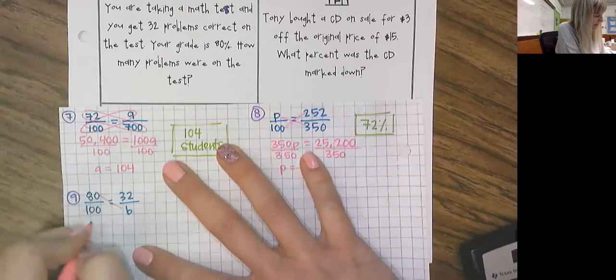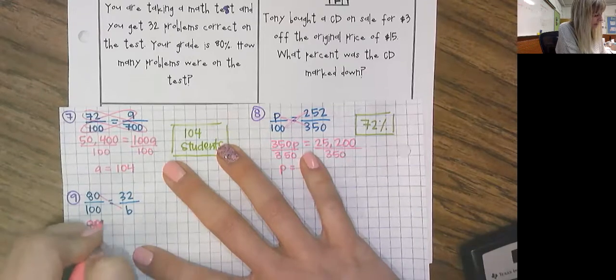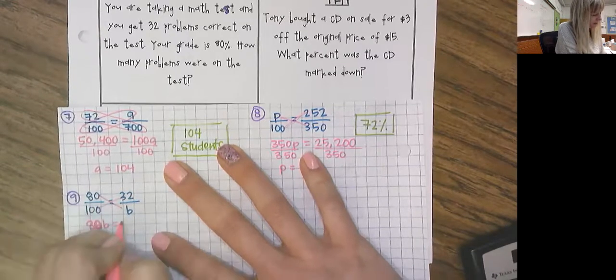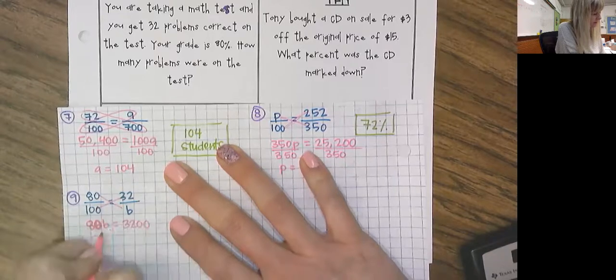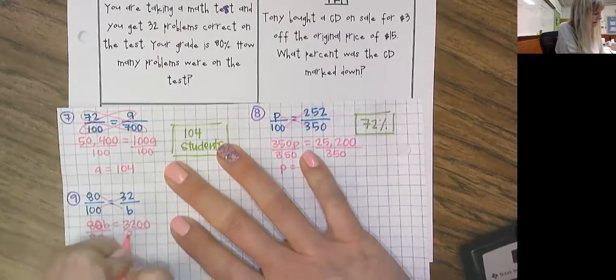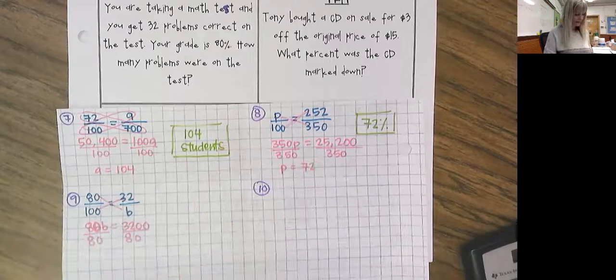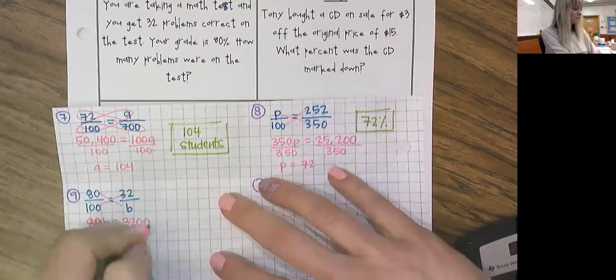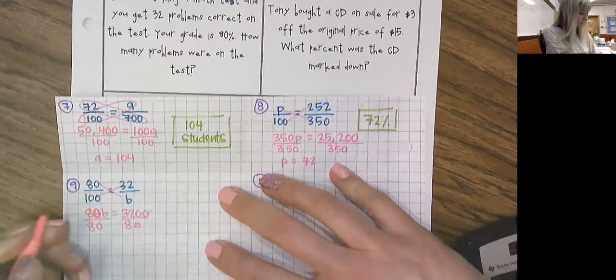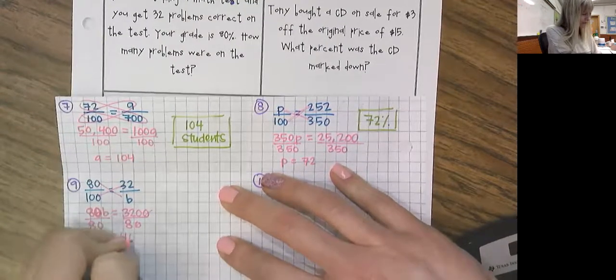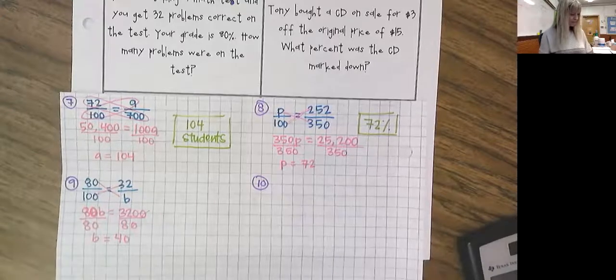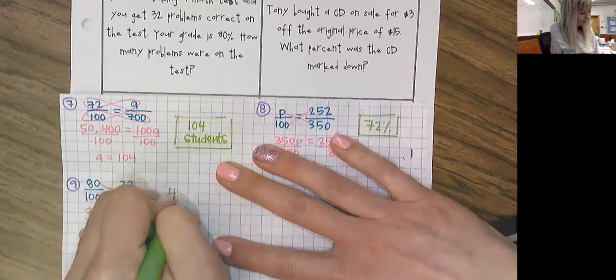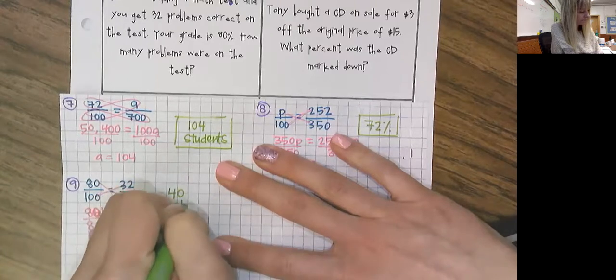Okay, 80 times B, here I am cross multiplying, 80B. 32 times 100 is 3200. Divide by 80, divide by 80. And we get, well, 32 divided by 8 would be 4, so 40. B equals 40. Well, what was that in this question? How many problems were on the test? Oh, there were 40 problems. It's a big test.